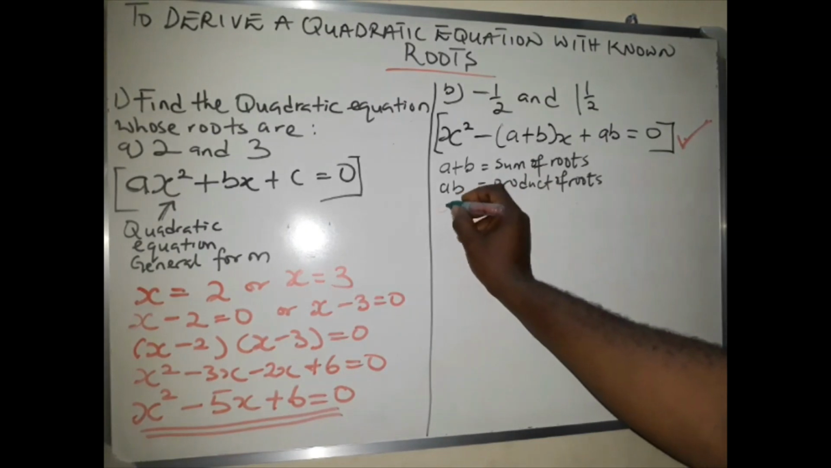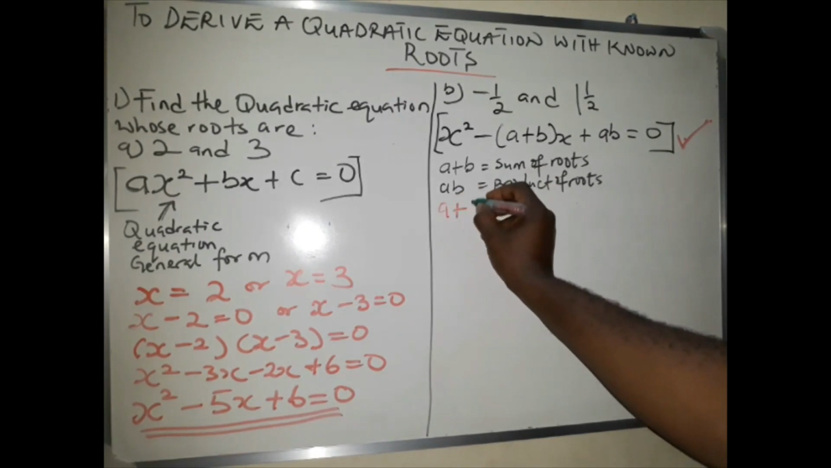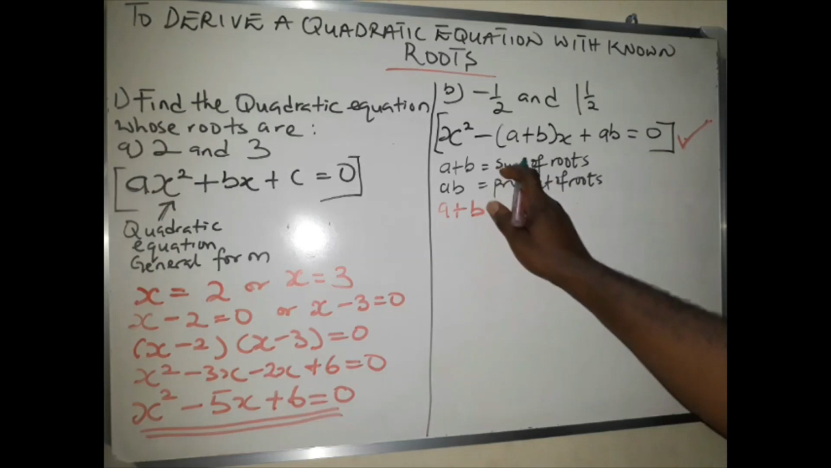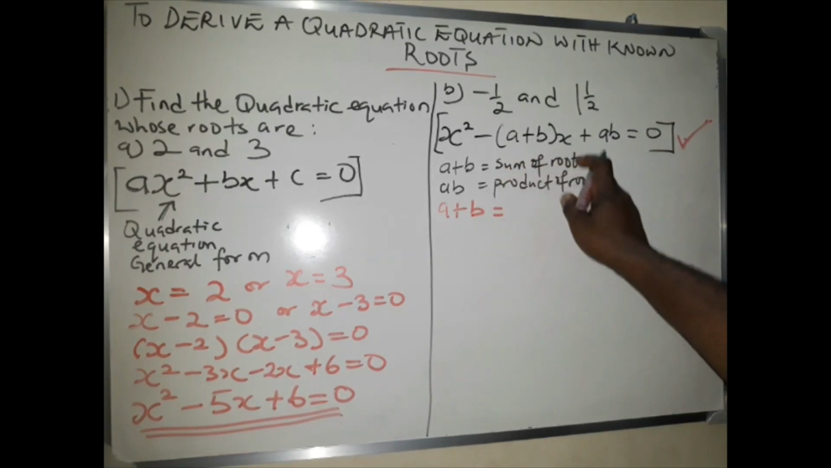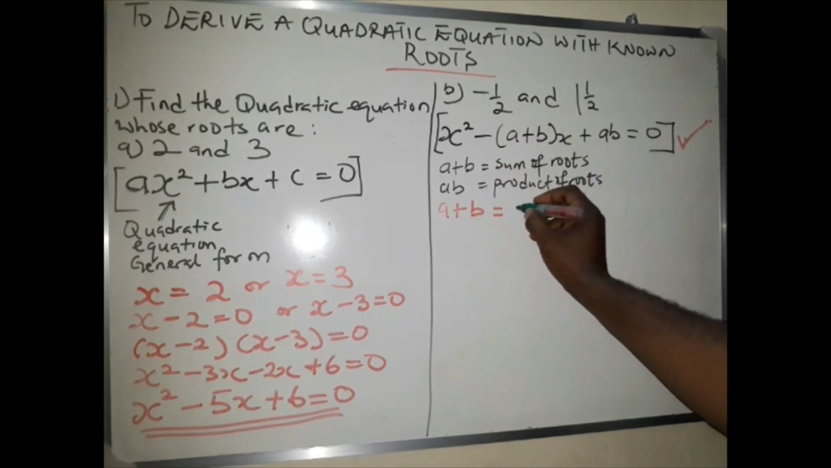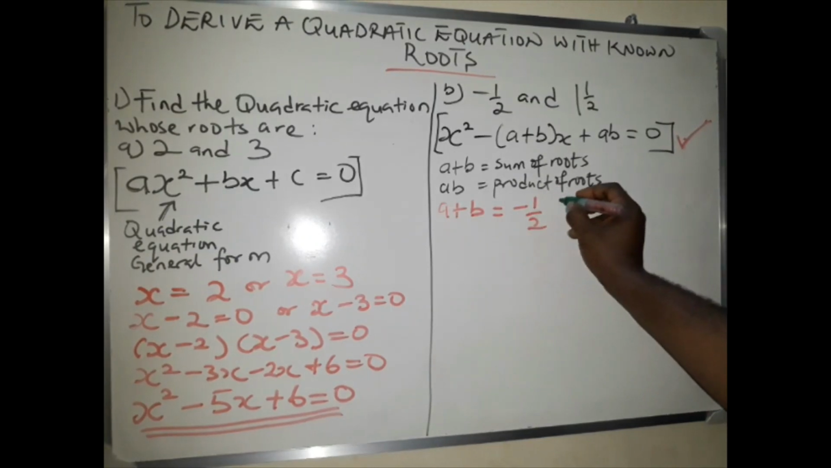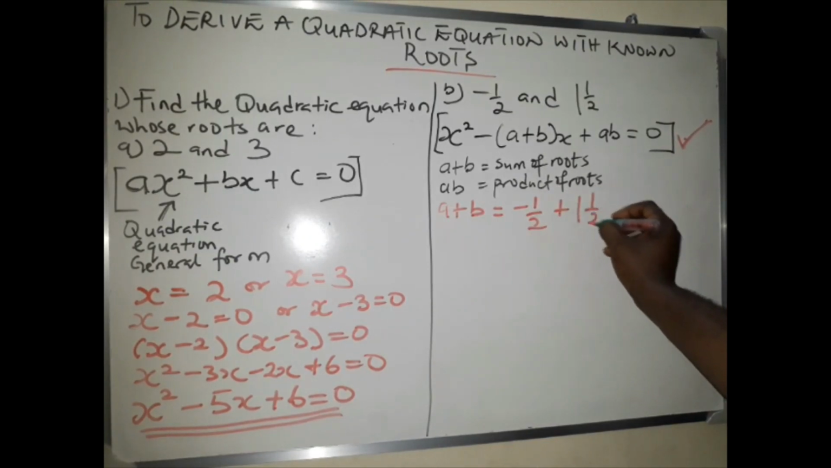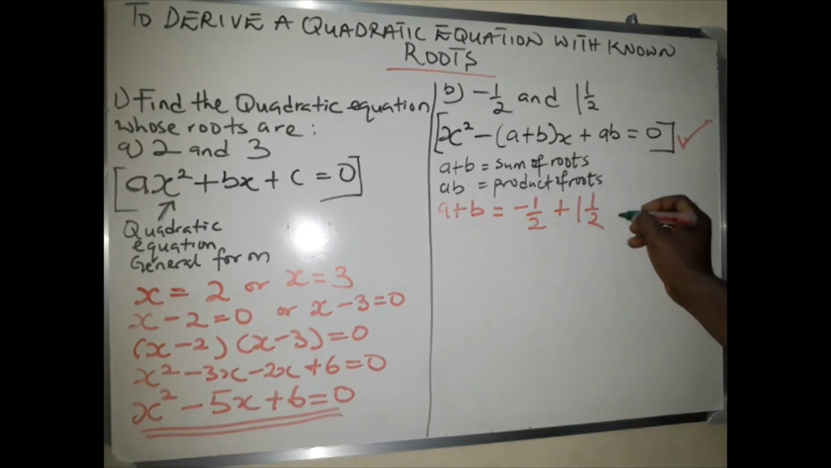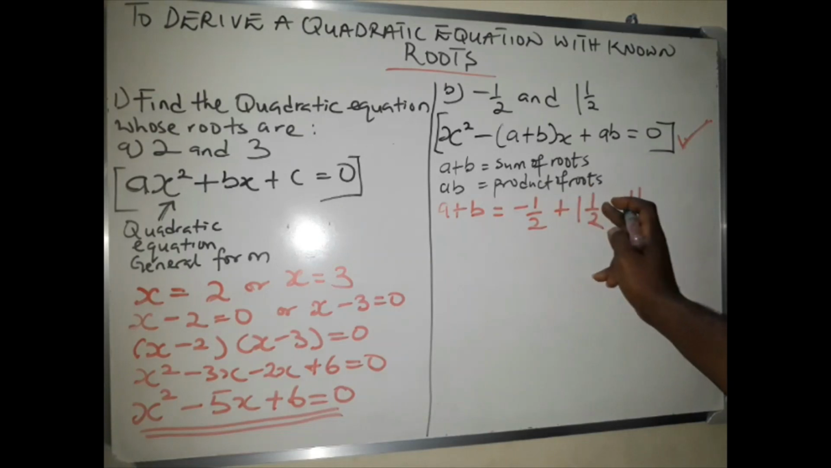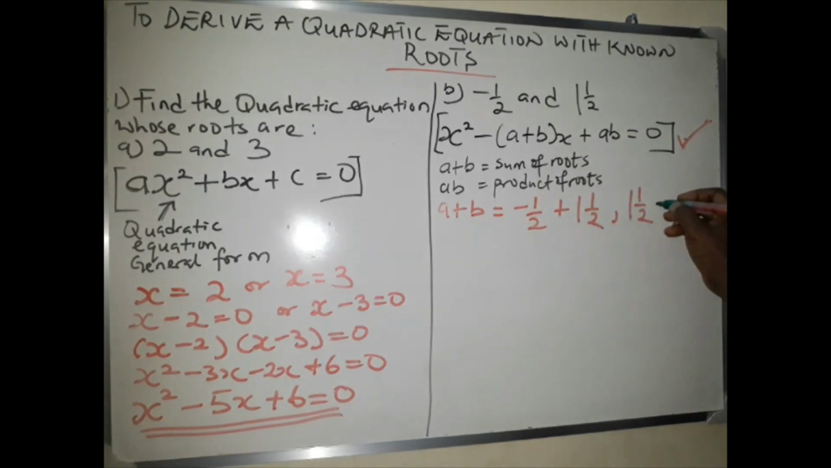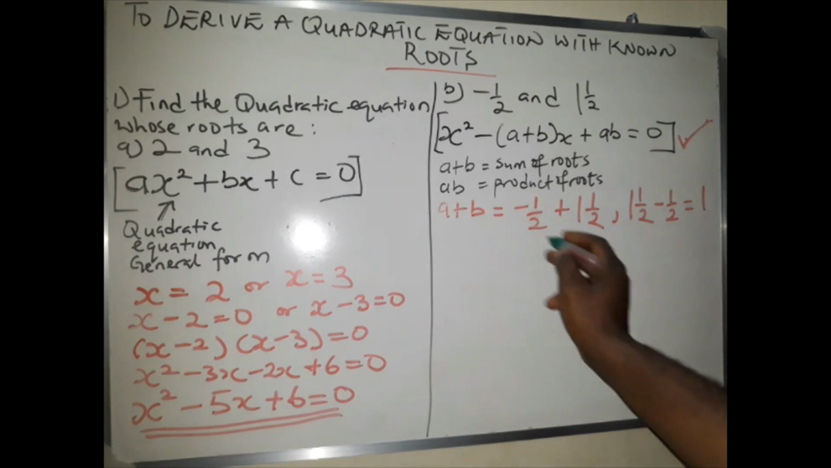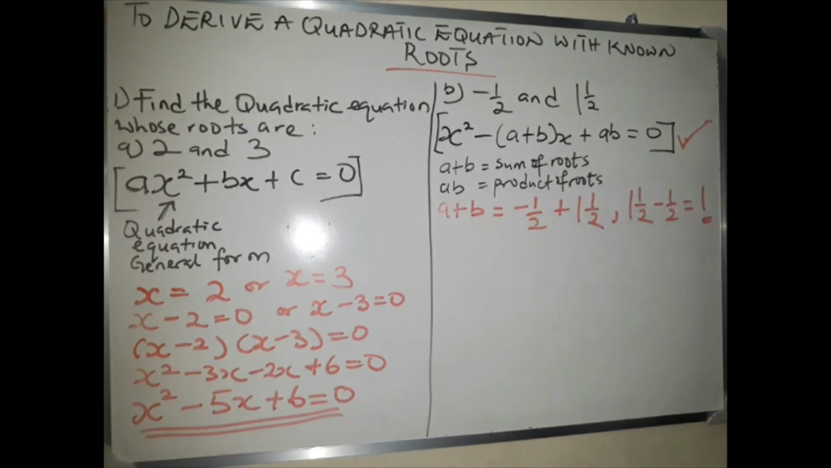So for the first one, which is a plus b, it says sum of roots. We're going to add these two roots together. So when you say minus half plus 1.5, what is it going to give to us? You can interchange it, and you will say 1.5 based on their symbol. This is 1.5 and minus half. It's going to give you 1. So a plus b is equal to 1.